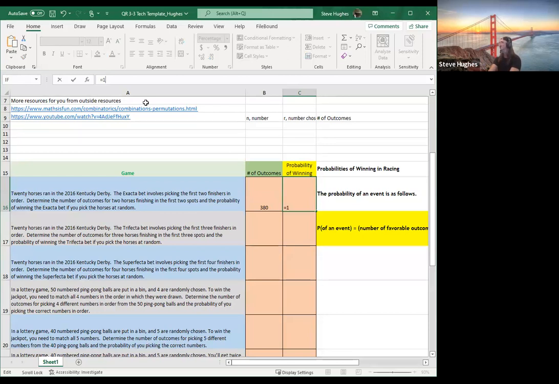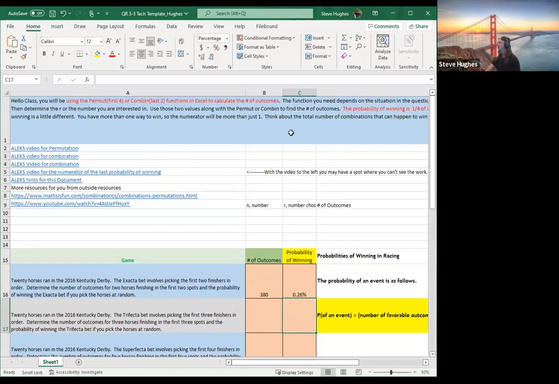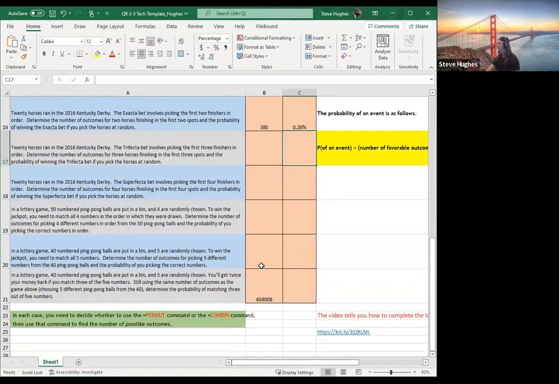And how many ways could I do that? That would be the cell. Just click on it with my mouse, right? B16, hit enter. And now I have a formula that says 0.26%. Okay, and there I am, good to go. All right. Now, remember it says right here, everybody, the probability of winning is 1 divided by the number of possible outcomes for the first 5. So I'm going to go to the last one, down to the last one.